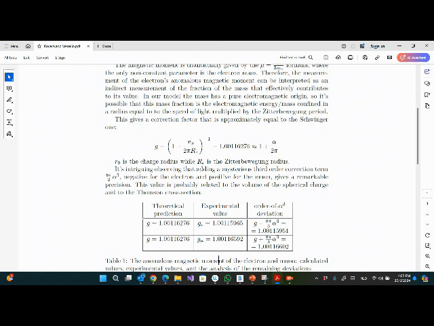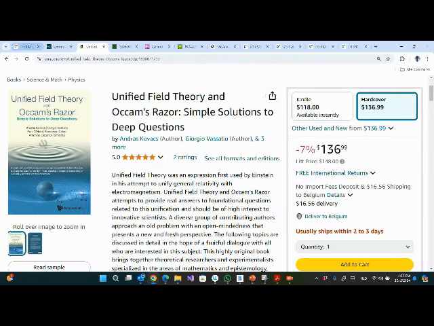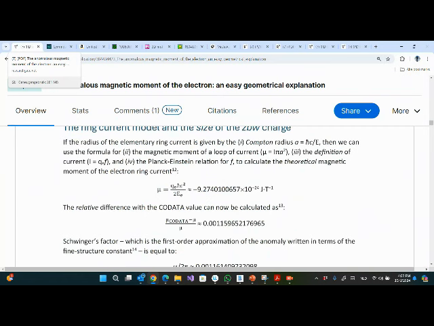But the challenge out there is, of course, to explain that alpha divided by 2 pi, to explain Schwinger's factor in a geometric way. So let me show how I went about that.